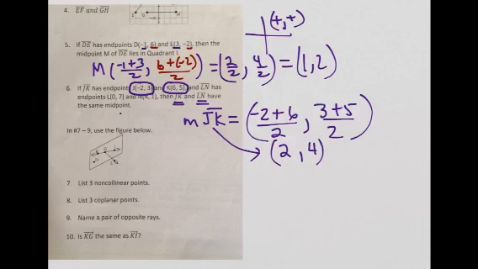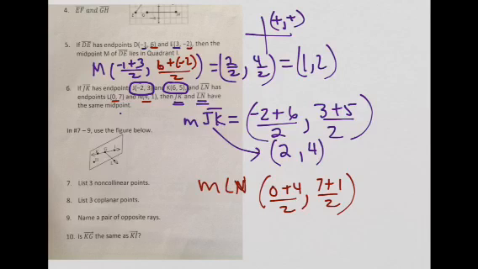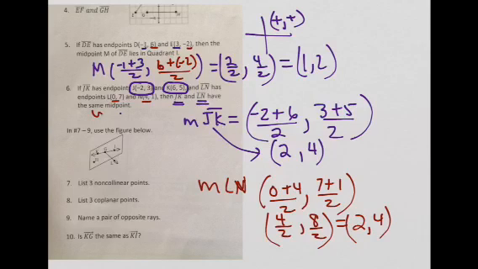Now the midpoint of LN. So L has x's 0 and 4. So the midpoint of LN is going to be 0 plus 4 divided by 2. And then I look at the y's, 7 plus 1 divided by 2. So 4 divided by 2 and 8 divided by 2. And yes, they give me 2, 4. So this is yes.